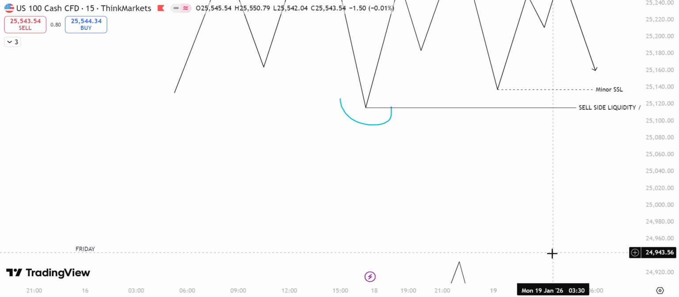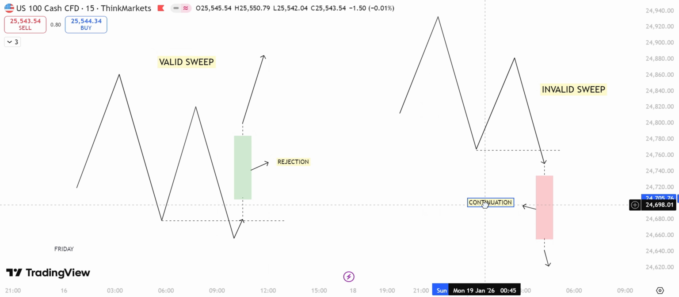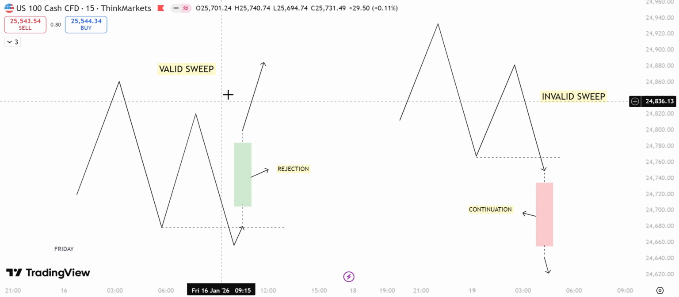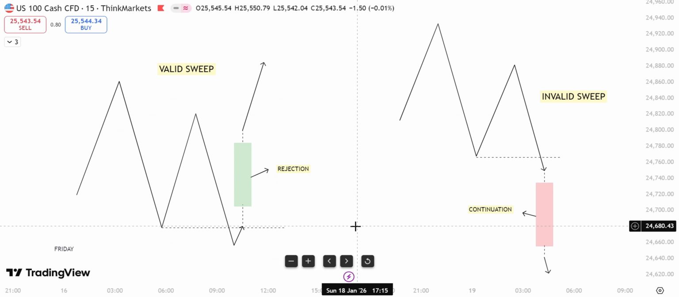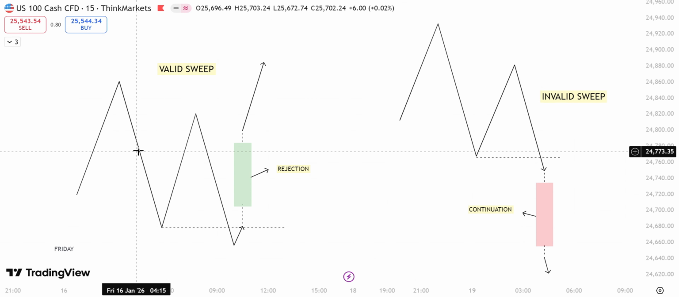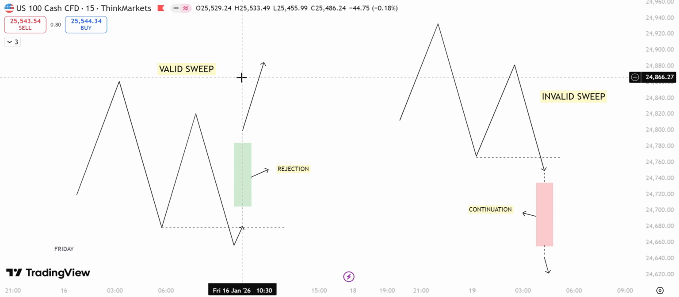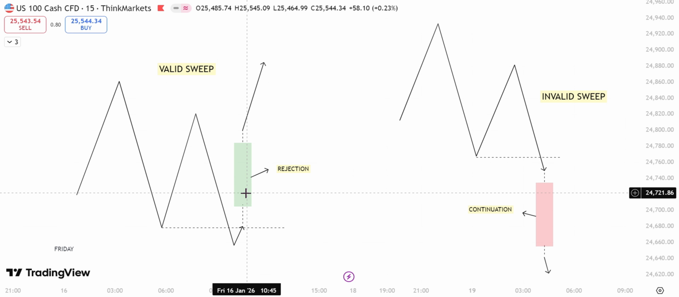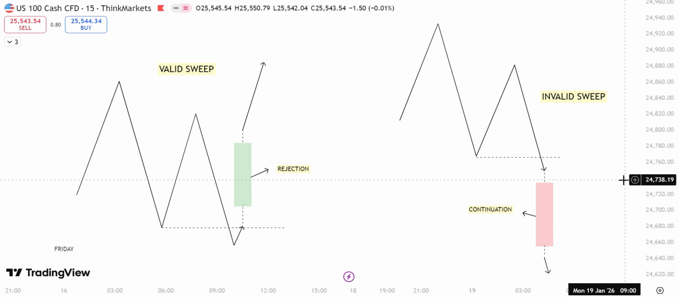Now, how can you know that? Well, it's right here. All right, so as you can see right here, let me actually just fix this up. So let's start off right here with the valid sweep. The valid sweep is pretty much what you learned from the beginning. It's a range. The range gets swept, and then you get a continuation. But now, how do you confirm, not 100%, because trading is still probability, but how can you strongly know if the liquidity sweep is valid or if it's invalid?